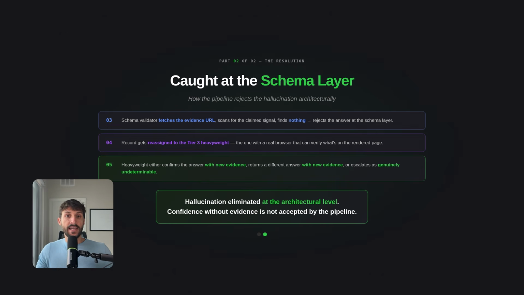The agent literally cannot output a confident sounding wrong answer because confidence without evidence isn't accepted by the pipeline. This is how you build OpenClaw systems that businesses can actually rely on, not by hoping the model is right, but by requiring proof and rejecting everything else.